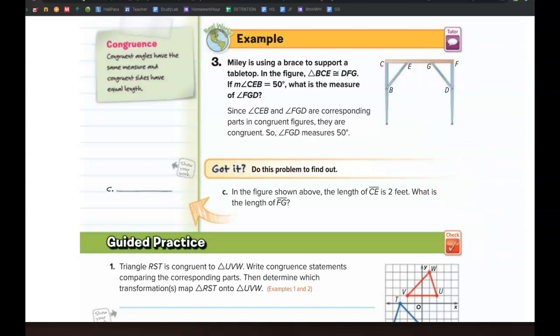In C, the side length CE is 2 feet. Find the length of FG. So when you looked at this, you had 2 feet, because this side corresponds to this side, that means they are the same. Questions? Okay. Do 1 and 2 on that same page.